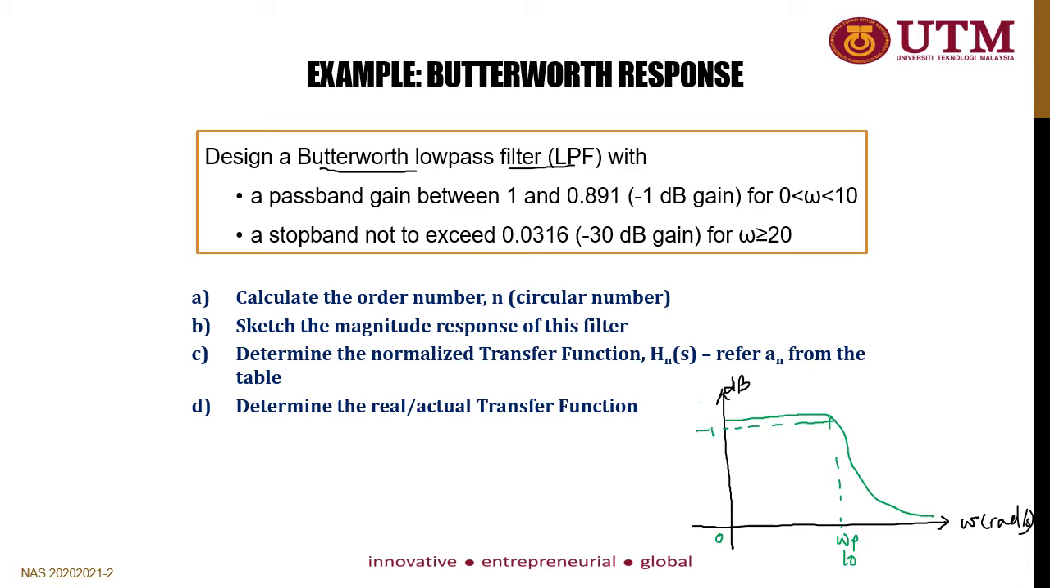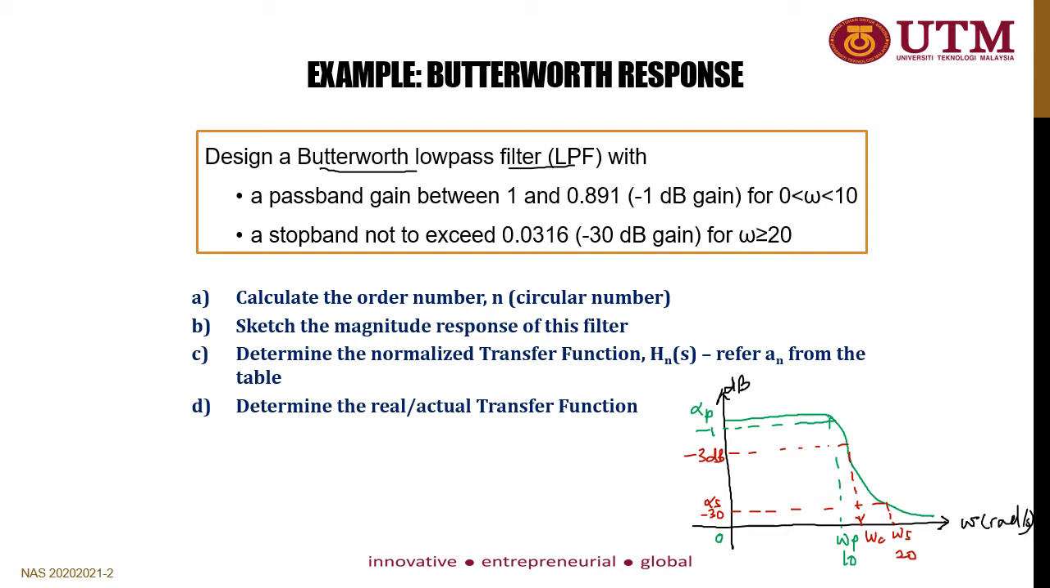This is your alpha p, okay, and then your stop band at -30 dB, for omega s equal to 20, and then alpha s equal to -30, and then your cutoff frequency as usual at -3 dB, in which you have your omega c. So this is your -3 dB. This is the filter response or frequency response of the given filter.